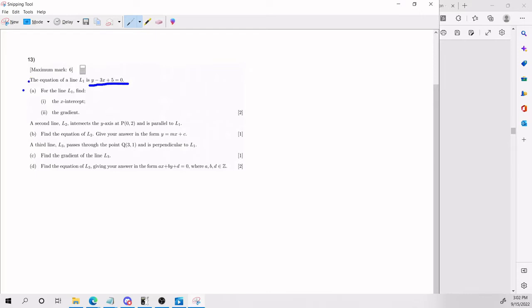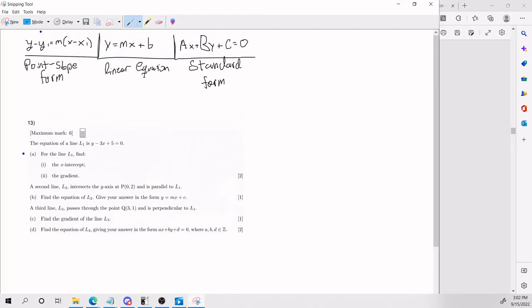First things first, usually when you get your equation like this, you want to turn it into the linear equation form. There are three forms that exist. We have the point slope form, which is top left, the linear equation form in the middle, and the standard form on the right. This time we got it in standard form. Usually we want to put it in the linear equation form because it's much easier to interpret. It's something much more friendly that you've probably seen before.